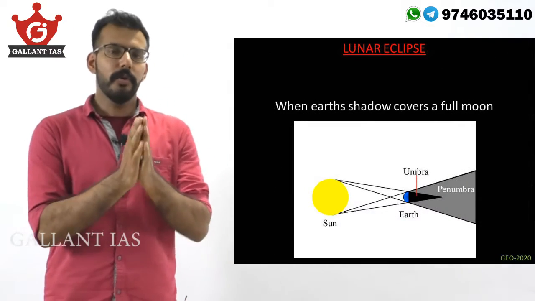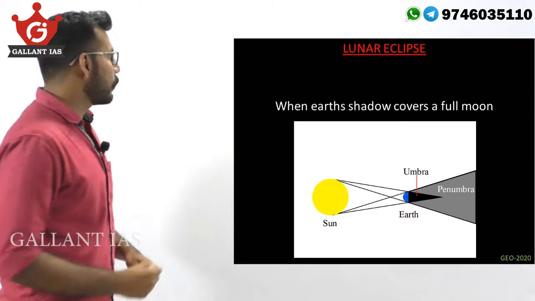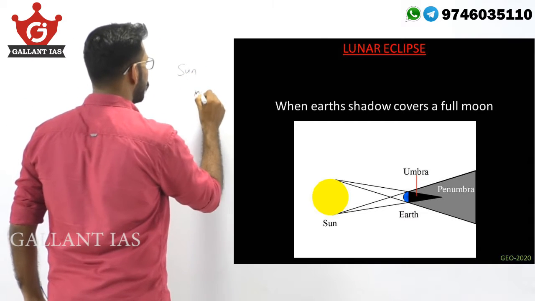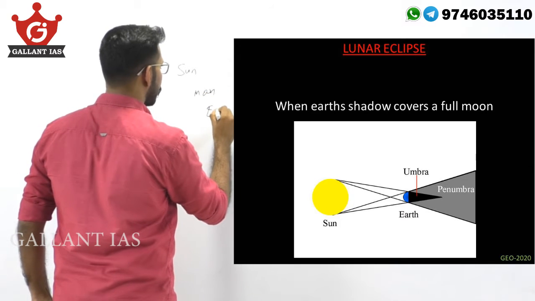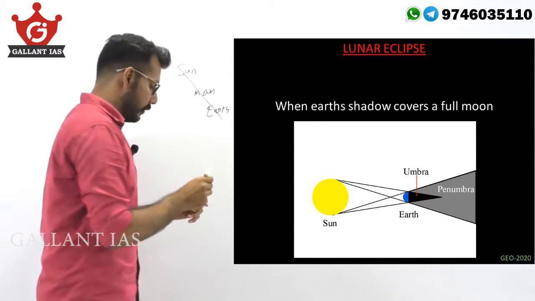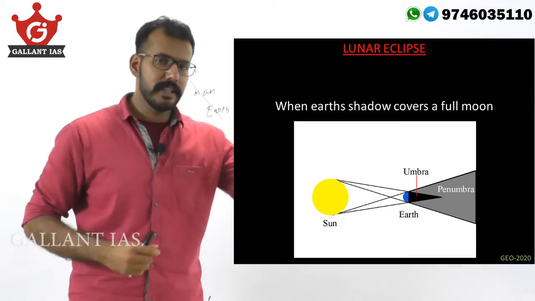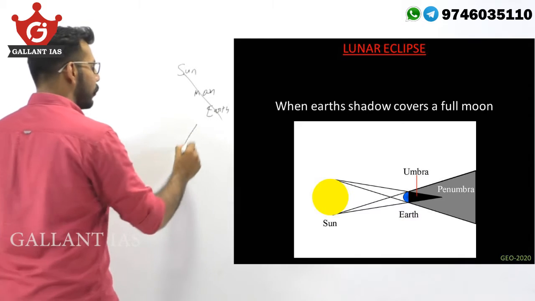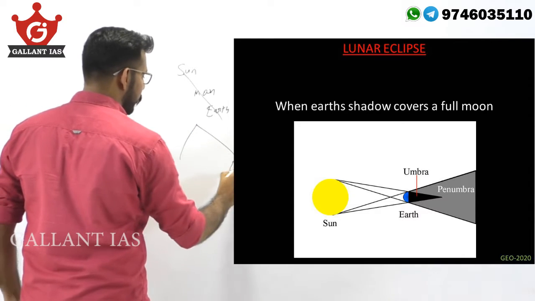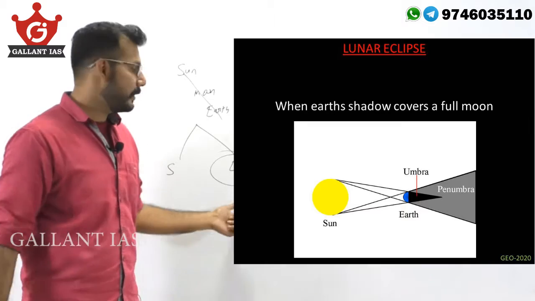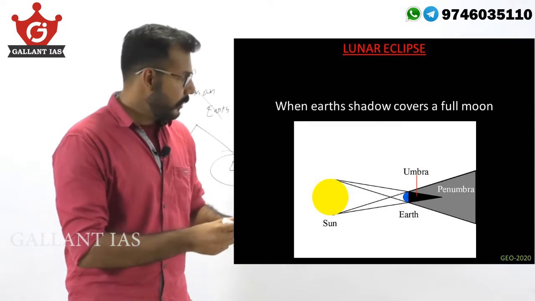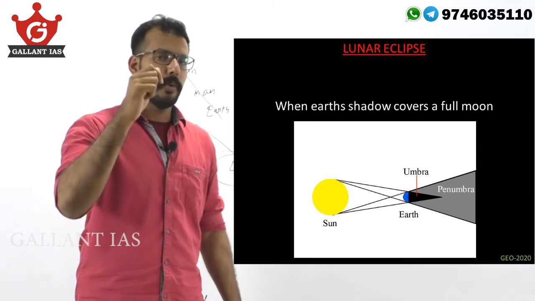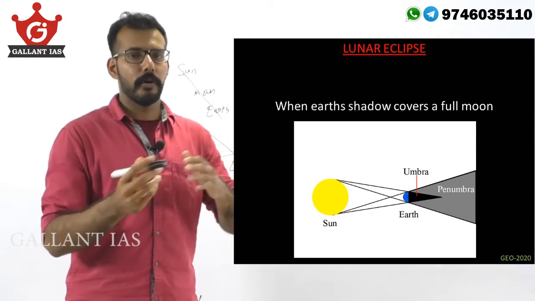Now, we all know eclipse involves three celestial objects: the sun, the moon, and the earth. And the relative position of these three celestial bodies gives you different kinds of eclipses. Broadly, we divide them into solar and lunar eclipse. Here we are going to focus entirely on lunar eclipse. Now, a lunar eclipse occurs when the earth's shadow falls on the moon.